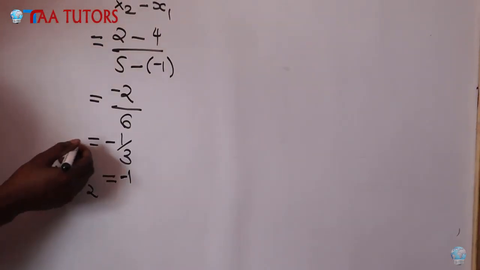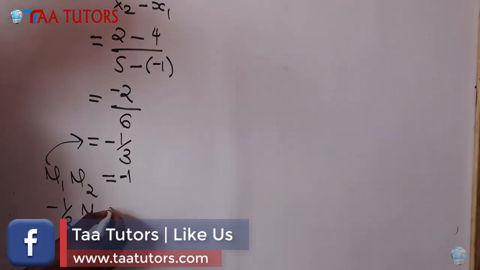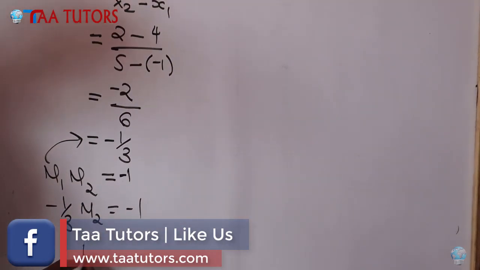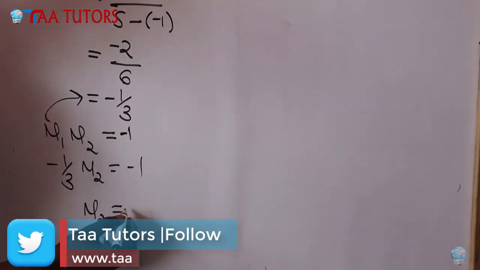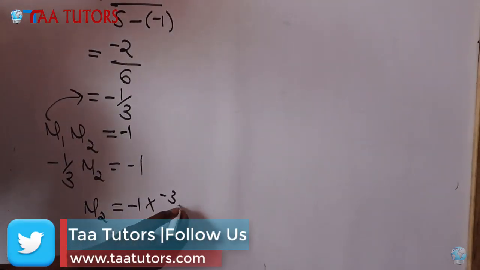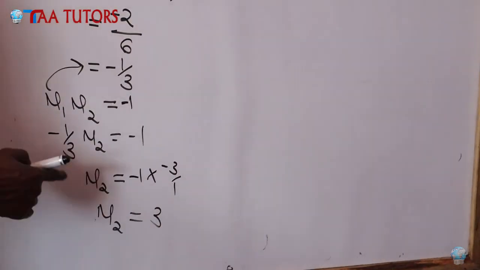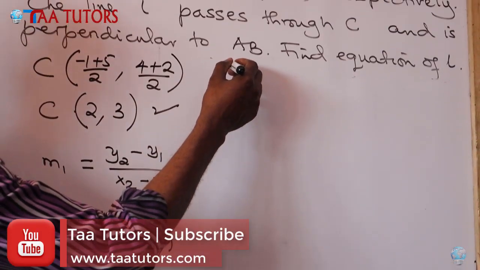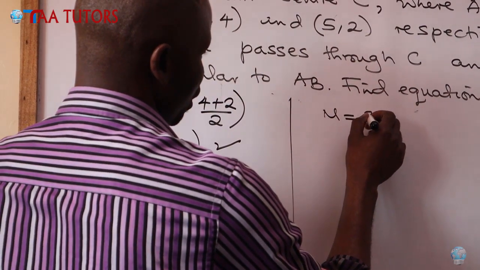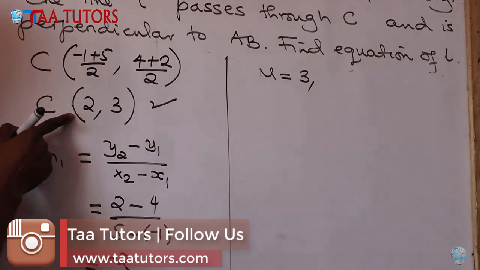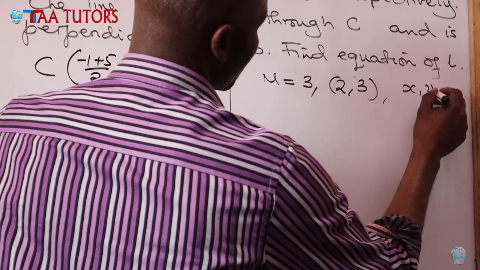But M1 is here, which is -1/3, so -1/3 times M2 will be -1. So for me to get M2, if I multiply both sides by the reciprocal of this, I'll say -1 times -3 over 1. So M2, which is the gradient of the perpendicular bisector, is 3. So the gradient M is 3, I have the coordinate where the bisector is passing, (2, 3), and finally I have x, y.